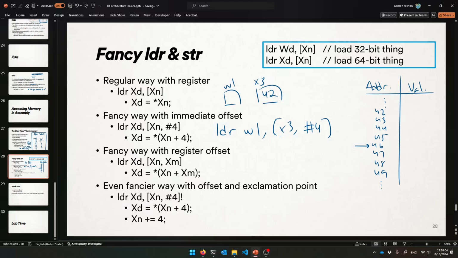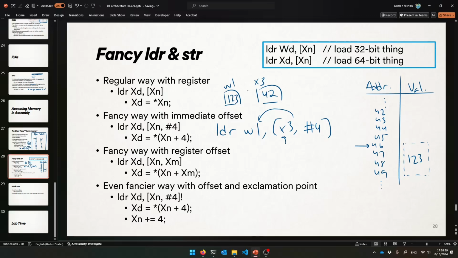And then we'd like to read into a W register whatever we find there. We're taking 4 bytes, right? Because W registers are 4 bytes long. So we're going to take up the next 4 addresses, starting at address 46: 46, 7, 8, and 9. Go find your value. Maybe it holds 123 there in those 4 bytes, and shove it into W1. That's how that works.